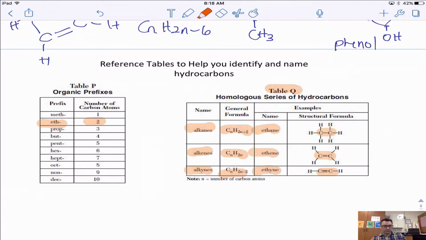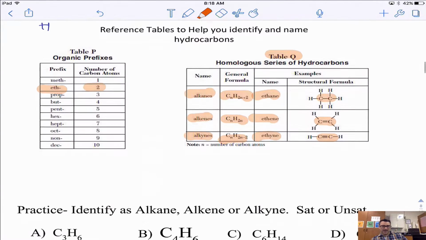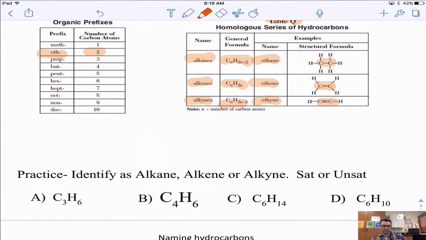So we have meth for 1 carbon, eth for 2, prop for 3, but for 4, pent 5, hex 6, hept 7, oct 8, non being 9, and dec being 10. Now I have never seen them on the Regents go above octane, but you never know. There's always a first for everything. So we have the basic ideas of how to recognize them. We can use this table and we can apply what we did yesterday to naming these compounds.